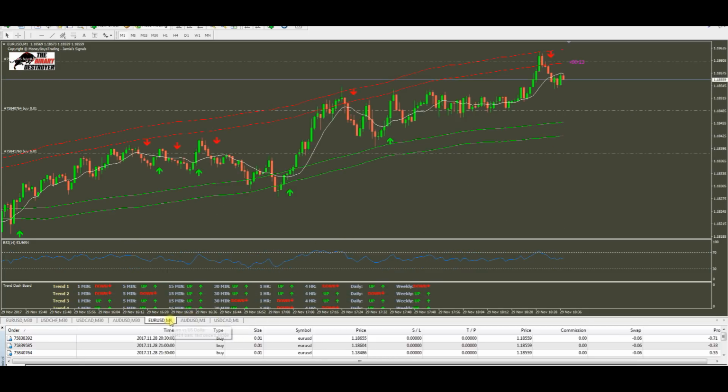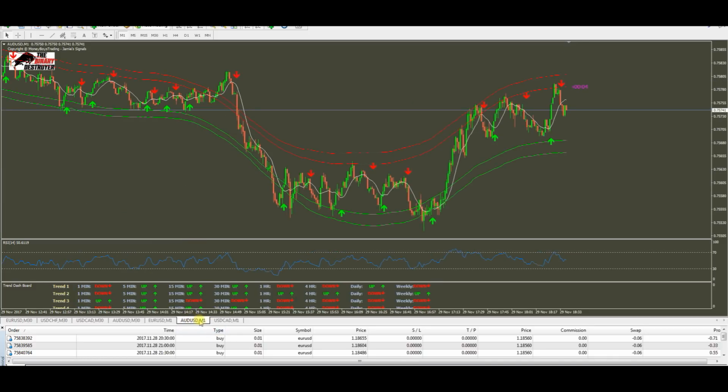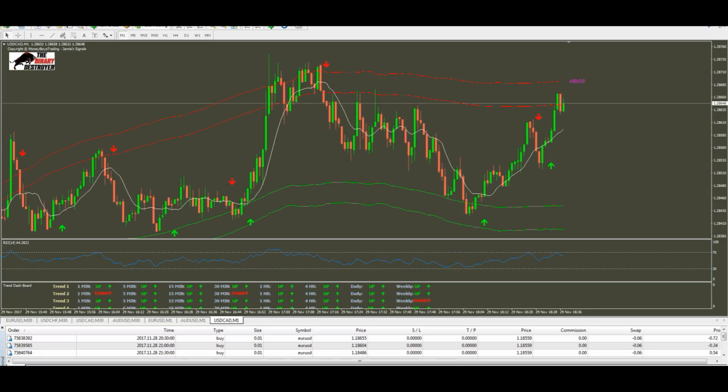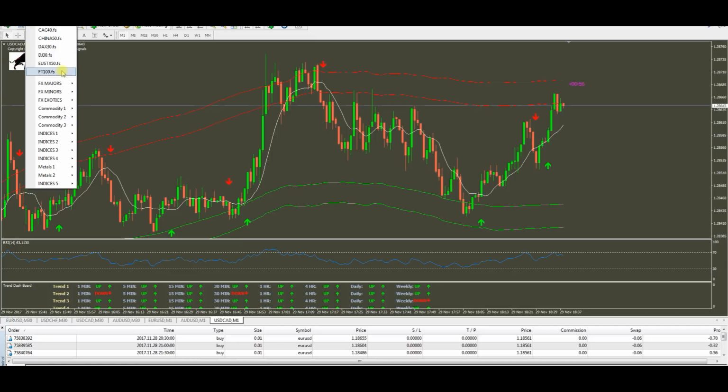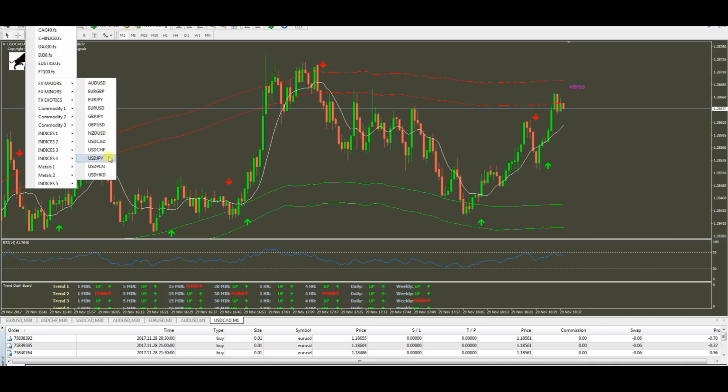USD CHF. Forgotten where that signal is. I'd be in the money. Really, the only one at the minute is USD CAD. Now it's dropping again. Let me see what USD JPY is saying.